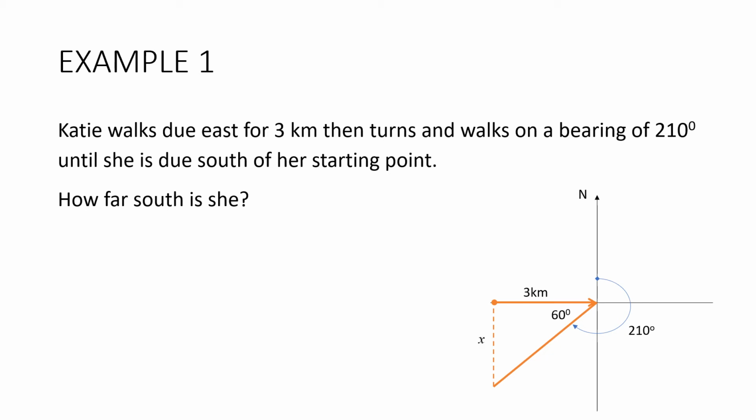Okay, we're ready to do the trig. We don't need any of this anymore. Okay, we've got opposite and adjacent, so it's tan. Tan 60 equals opposite over adjacent. So tan 60 equals x over 3. Take the 3 over the other side. x is equal to 3 times tan 60, which is 5.2 kilometers, and you should put the kilometers in as well.